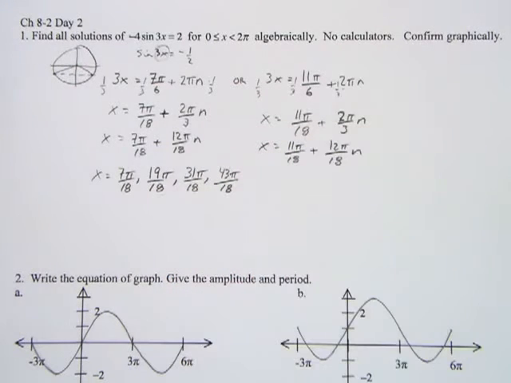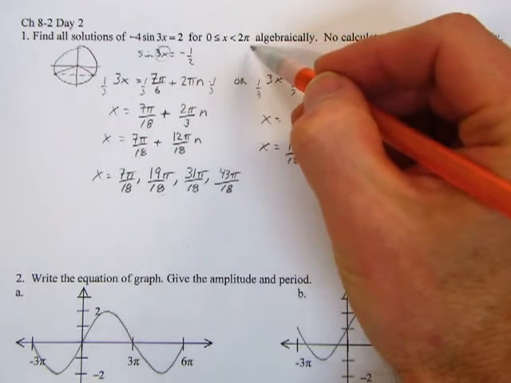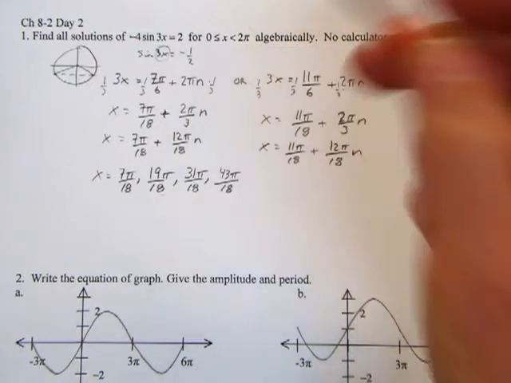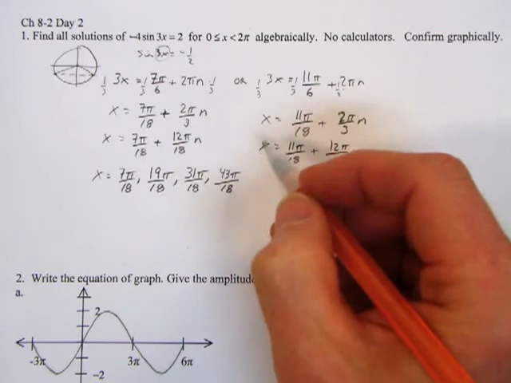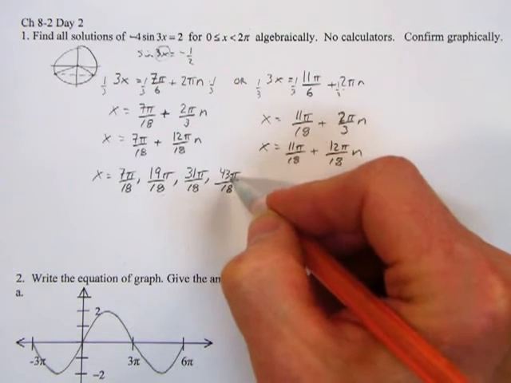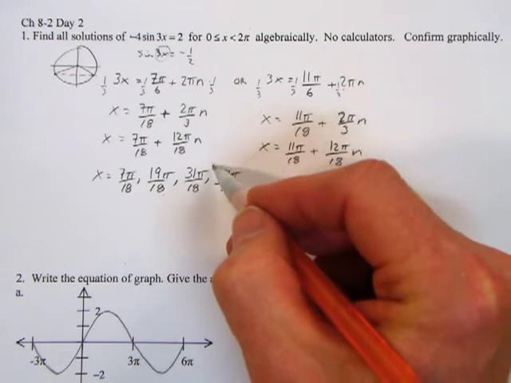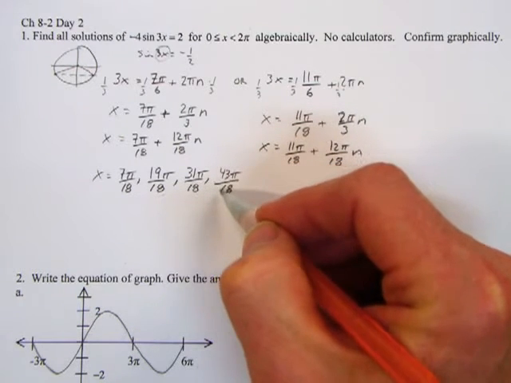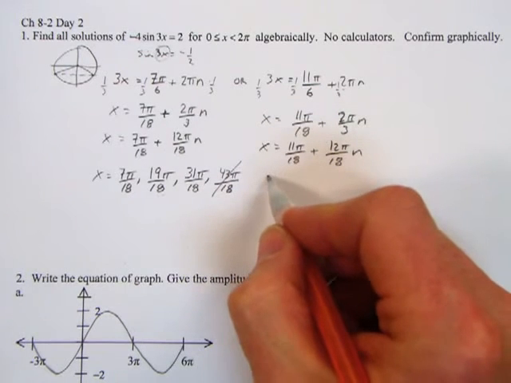Now my question for you is, how do we know where to stop? Think about that. We have this restricted domain here, 0 to 2 pi. So do all of these fit in that domain? No, 43 over 18 is bigger than 2 pi. In other words, when we get 36 pi over 18 or bigger, that is not going to be a part of our solution, so we don't include that.